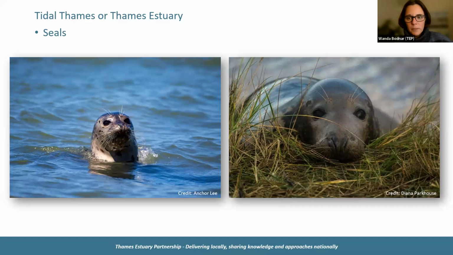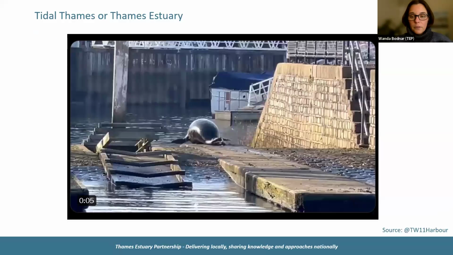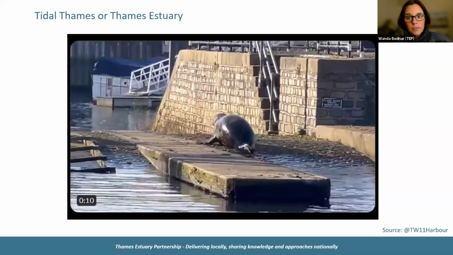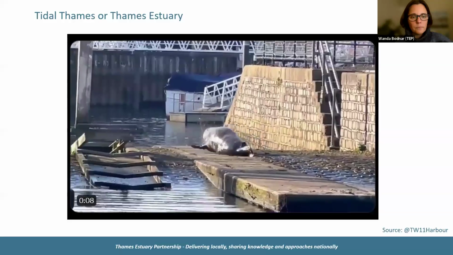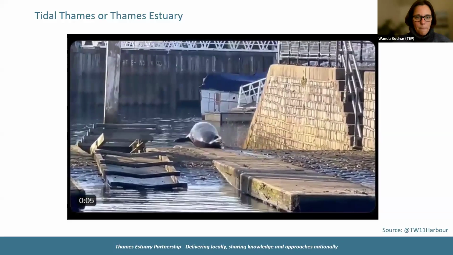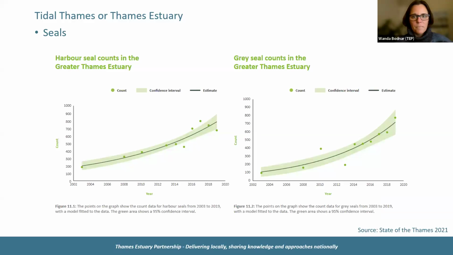The 2019 population estimate for harbour seals was about 900 individuals, and for grey seals, it was about 3,200 individuals. And of course, they can be seen as far upstream as Teddington. Since the seal surveys began in 2003, there has been a clear and steady increase in both harbour and grey seal populations.